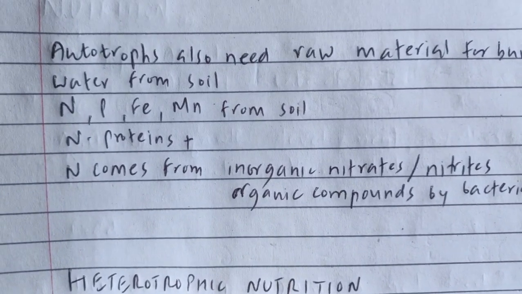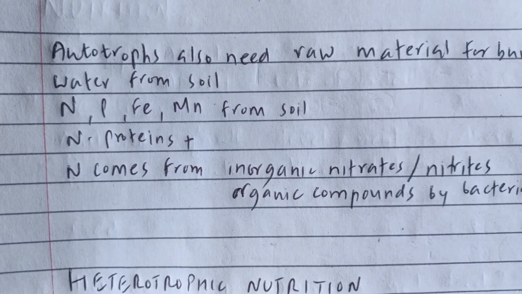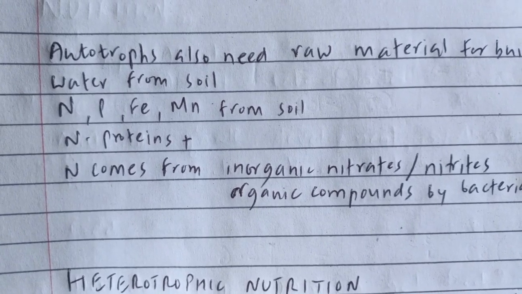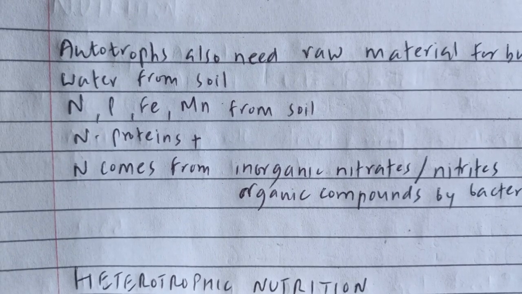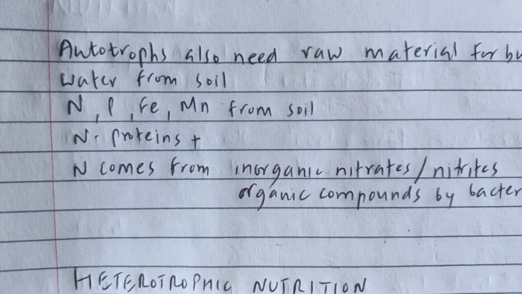So autotrophs also need raw material for building their structure, maintenance, and repair, and all that kind of activities. So it's not just water, carbon dioxide, chlorophyll, and sunlight, but they need other substances as well. So water comes from soil. They also need nitrogen, phosphorus, iron, manganese from soil.